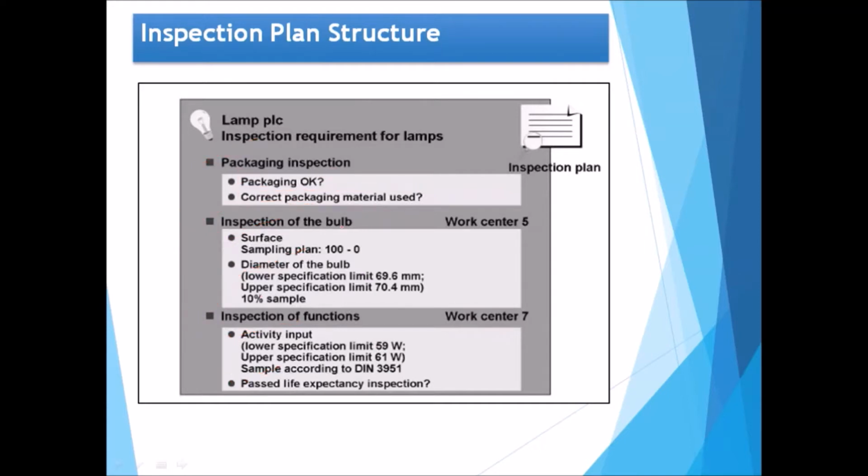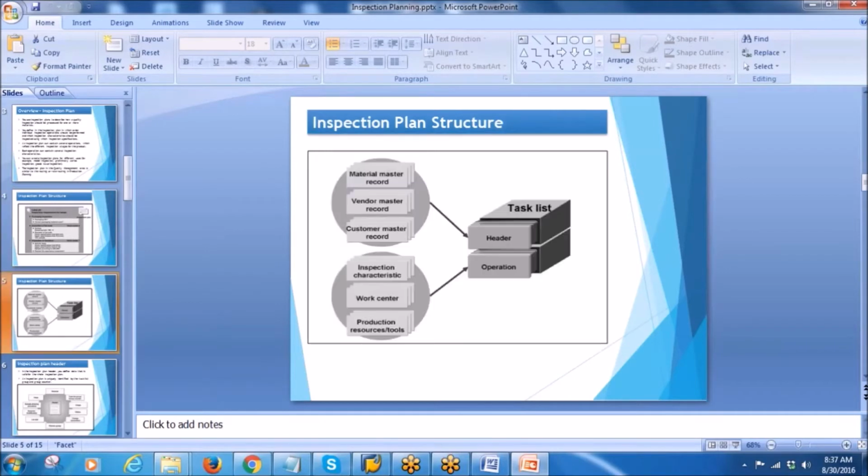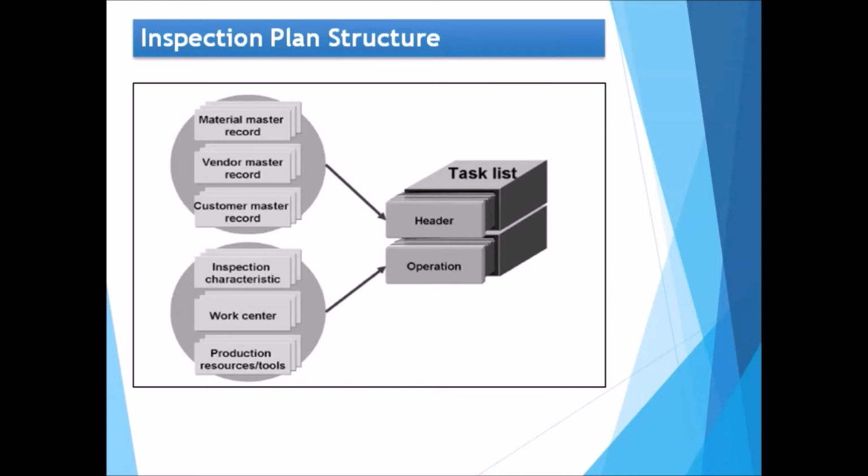So this is how the inspection plan structure looks. It will have a header, and it will have operations. In the header, the following data is maintained, whereas in the operations you'll maintain the MICs, the work center, and PRTs, production resource tools, if at all you are going to use PRTs. So this is how the standard inspection plan structure looks. You have a header, and you have individual operations.